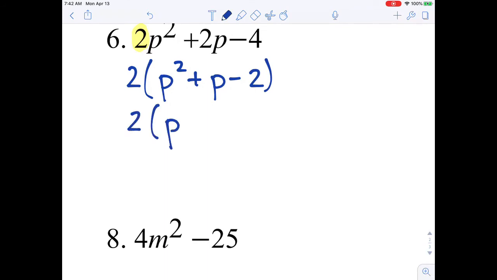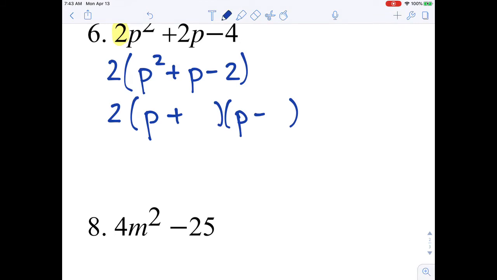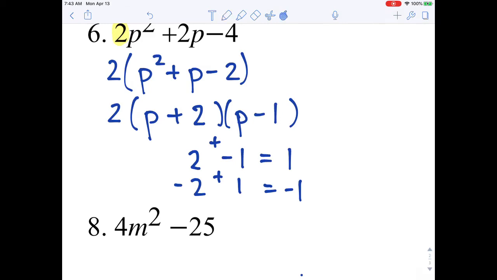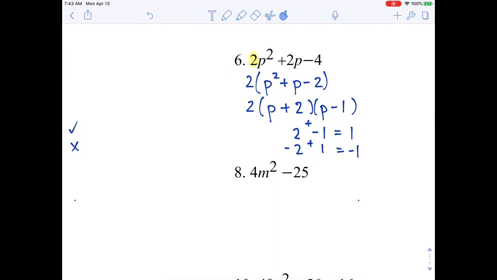So a plus and a minus. There are only two factors of 2: 2 and -1, or -2 and +1. So when I add these together, the first one is the one that does give me the +1. So it's a +2 minus 1. There's some examples with GCFs.